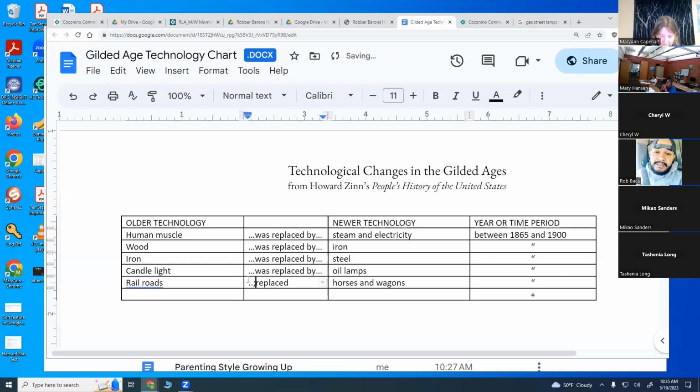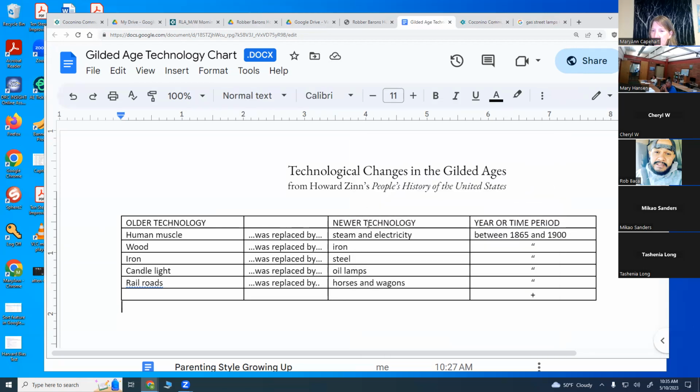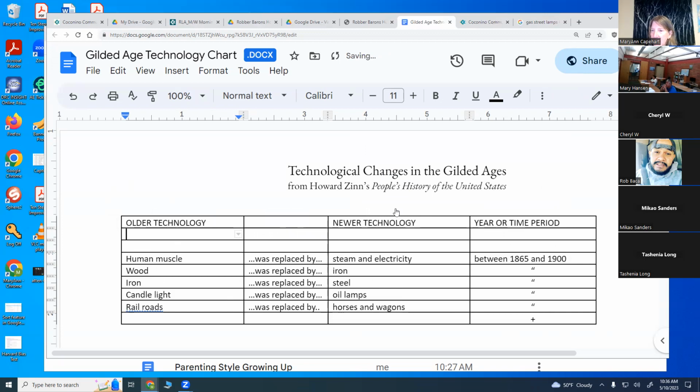Do you think it might be easier to have it the other way around, such and such replaced such and such? What do you think, guys? Do you think it'd be easier to say steam and electricity replaced human muscle? Yeah, let's do that. So we'll take this thingy, come on, thingy. Should be able to move this column, right, Rob? Those of you in computer class. Yeah. This column thing.